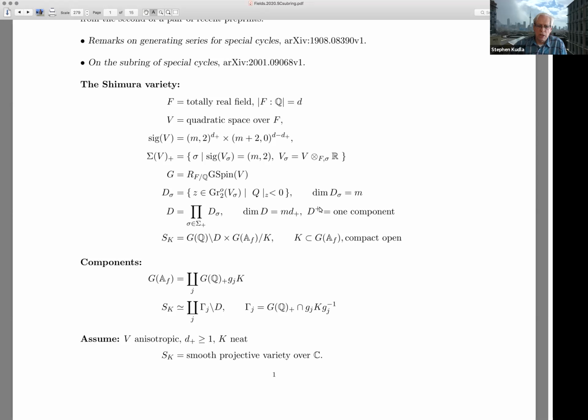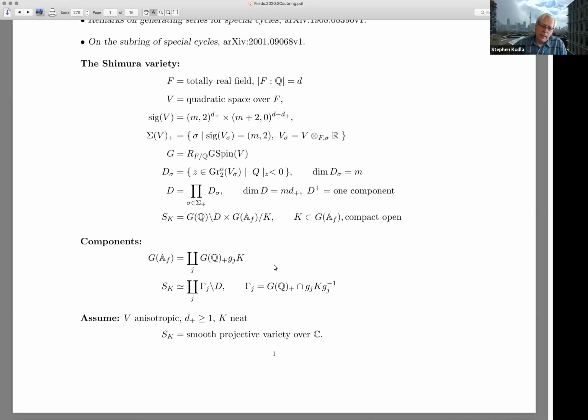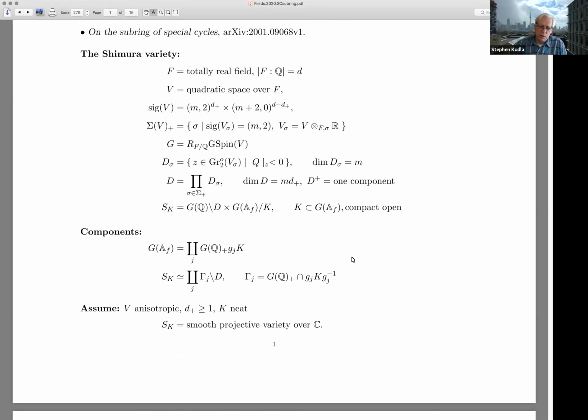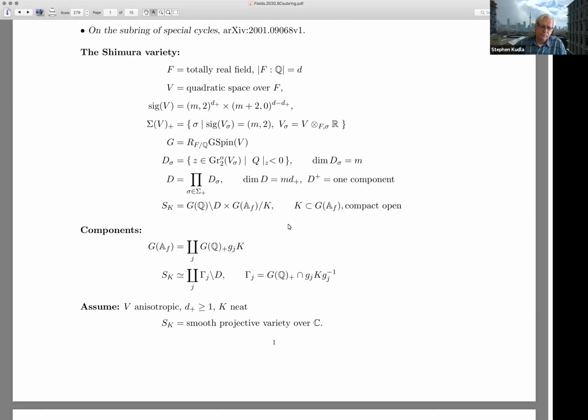And so D plus here, this D plus, not that D plus, is one component. This D has two components, as we'll see, that will play some role later. In any case, then you take a compact open subgroup of the finite adeles and you make the double coset space, which gives you the complex points of the Shimura variety.